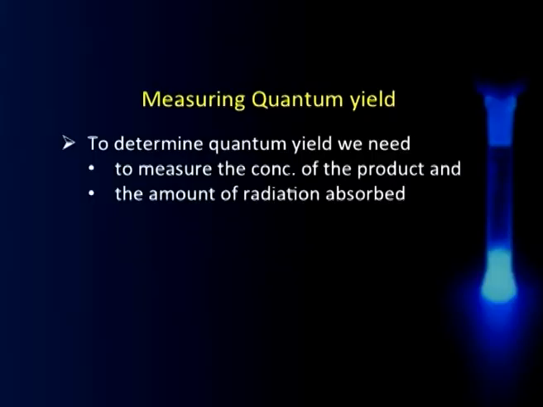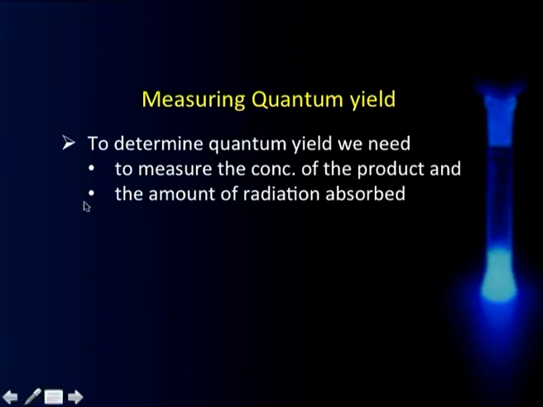Now, how do we measure it? The question arises: we have understood what quantum yield is and what the range of quantum yield is, and how we account for low values and high values, but how do we measure it? The measurement essentially involves 2 things to be measured. The first one is that we need some means of measuring the concentration of the product which is formed or the concentration of reactant which has decreased, either way.